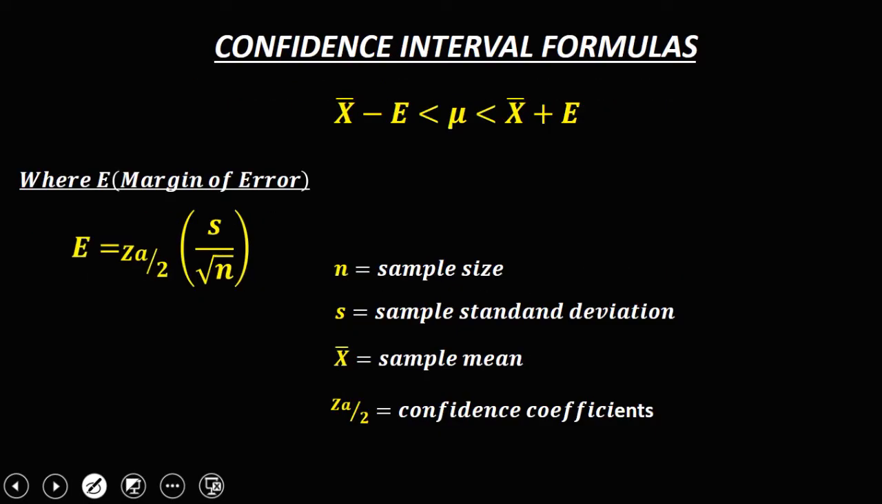Then these are the different formulas we're going to use in solving for the interval. We have the sample mean minus the margin of error for the lower boundary, and sample mean plus the margin of error for the upper boundary. To solve for the margin of error, we have the confidence coefficient times the standard deviation over the square root of the sample size.